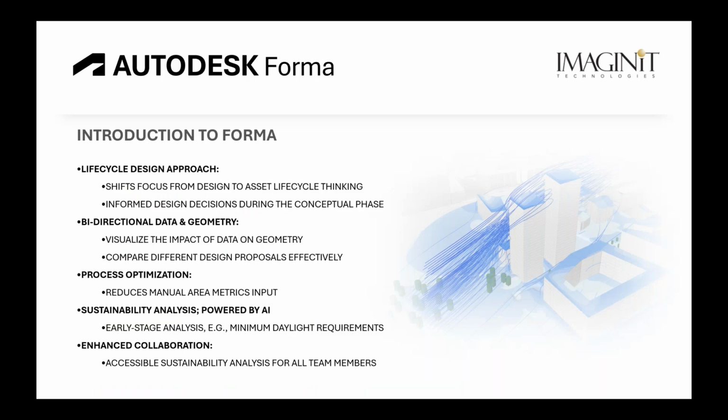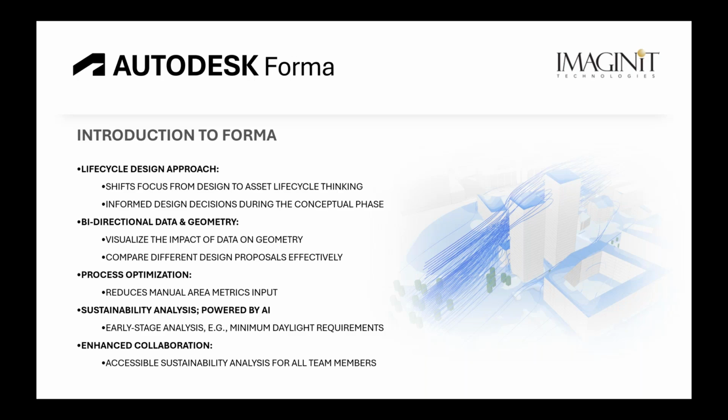Now that we've understood the process, let's get into the solution, or the software. So Autodesk Forma is a cloud web-based solution designed to help architects and planners shift from traditional design thinking to a more comprehensive lifecycle approach for assets. It allows for informed design decisions during the conceptual phase by enabling bi-directional association between data and geometry. Users can visualize the impact of data on geometry, making it easier to compare different design proposals.